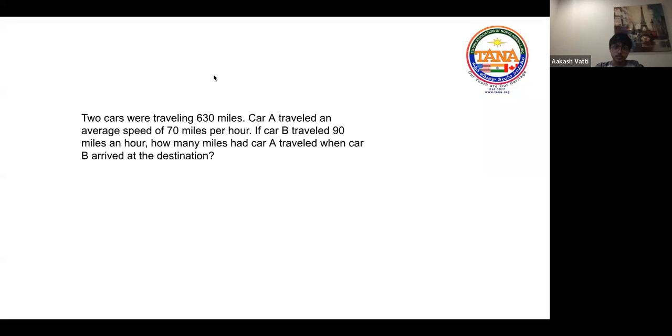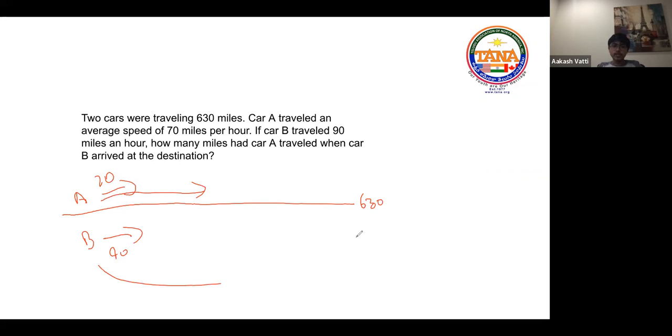Okay, so for the other problem, you have a line, you have car A and car B, and they have to go 630 miles. Car B is going at 90 miles per hour, car A is going at 70, and we want to find out how far car A goes when car B reaches the destination. So car B would take 630 over 90, which is 7 hours to reach the destination. In those 7 hours, car A, which drives at 70 miles per hour, would drive 70 times 7, which is 490 miles. And therefore the answer is 490. Kowser, do you understand?